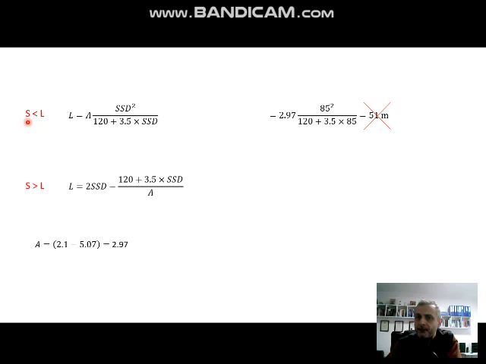So therefore it's no use. In the second situation, 2 times 85 minus 120 plus 3.5 times 85 divided by 2.97, that gives 29.4. Is 29.4 smaller than 85? Yes. So my length could be 29.4 meters, 30 meters. It could be, but I have to do further checks. So the length of my sag type curve could be 29 meters, but we have to do further checks.